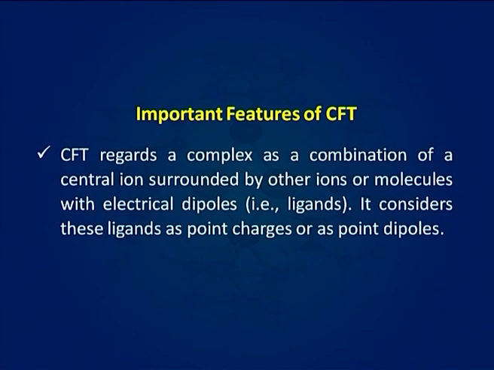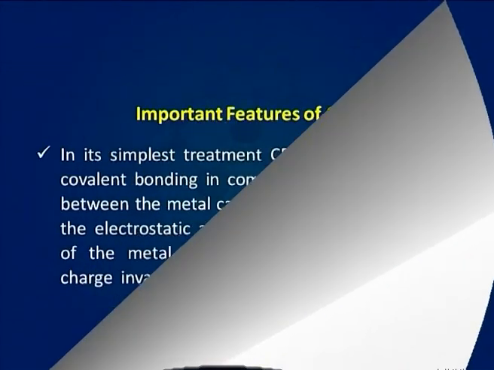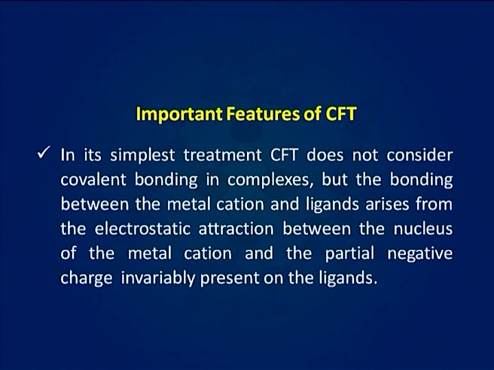CFT regards a complex as a combination of a central ion surrounded by other ions or molecules with electrical dipoles, that is, ligands. It considers these ligands as point charges or as point dipoles. In its simplest treatment, crystal field theory does not consider covalent bonding in complexes, but the bonding between the metal cation and ligands arises from the electrostatic attractions between the nucleus of the metal cation and the partial negative charge invariably present on the ligands.